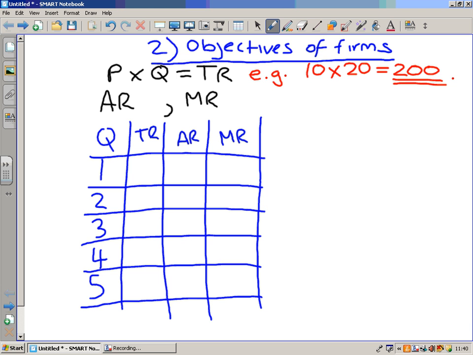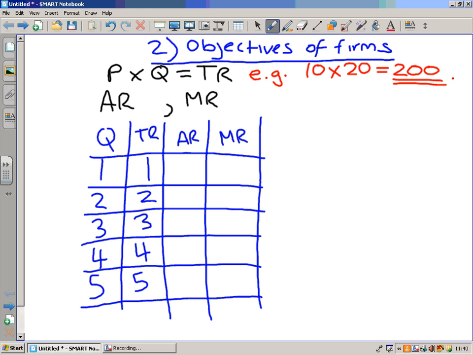If they sell 1 product at £1 each, clearly their total revenue will be 1. If they sell 2 for £1 each, total revenue 2. 3 here, 4 here, and 5 here. So the 5 one will come from 5 products at £1 each, comes to £5.